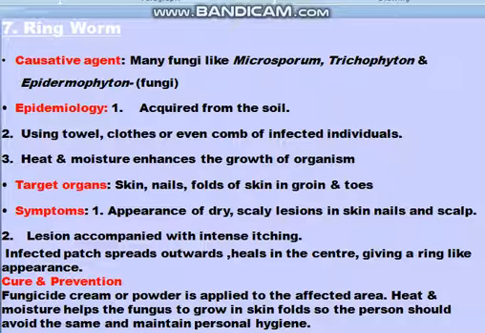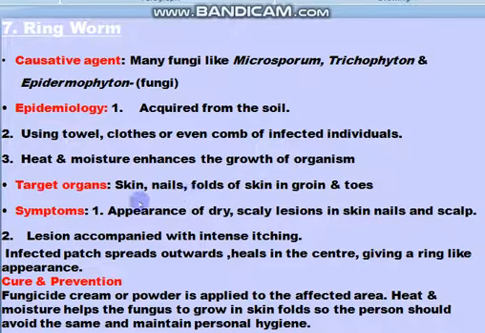The next disease is ringworm, and in the case of ringworm, the causative agent is fungi. What type of fungi causes ringworm? They are the genera Microsporum, Trichophyton and Epidermophyton. These are all fungi, so ringworm is caused by fungal infection. How is it transmitted? It is acquired from the soil, and by using the towels, clothes and even combs of infected individuals, we can get this fungal infection. Heat and moisture enhance the growth of the fungus. These are the sources of transmission of the fungal infection caused by Microsporum, Trichophyton and Epidermophyton.